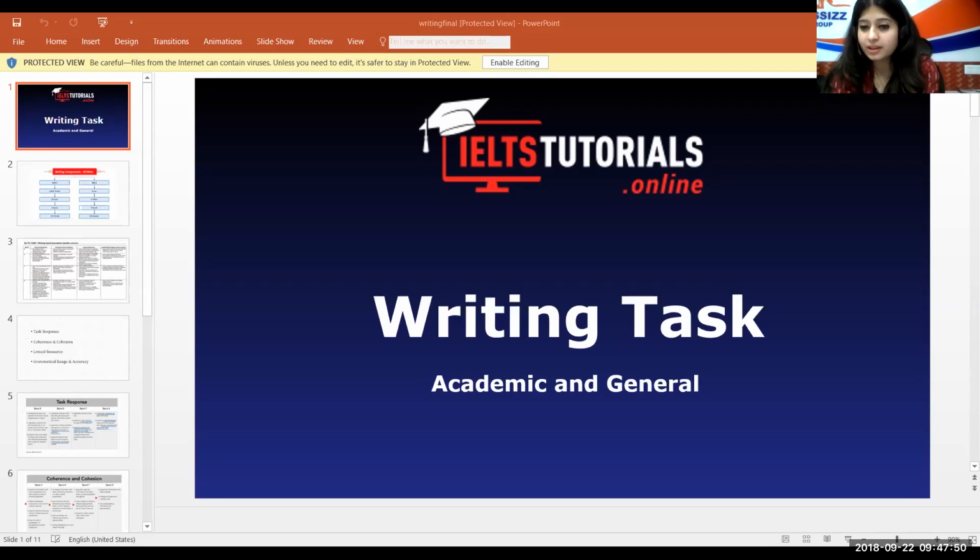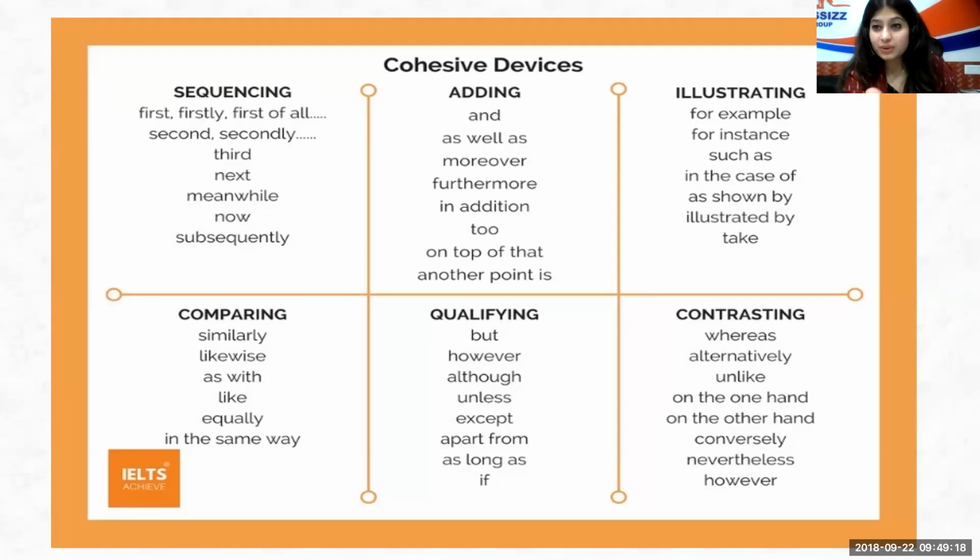Okay, in the next slide, I'm going to take you through a list of cohesive devices. You can make a note of them if you want. I'll just explain which ones are used for what. Okay, let's go for the sequencing bit.